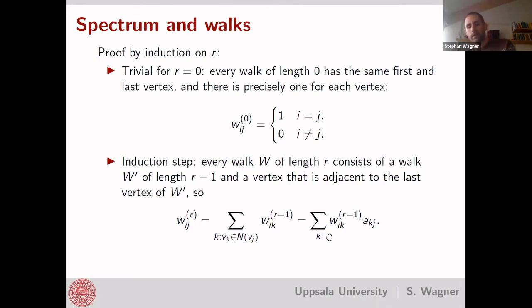And well, I can express this as the sum over k of the entry w_ik^(r-1), which is the entry in the (r minus 1)th power of the adjacency matrix by the induction hypothesis, times the entry of the adjacency matrix that corresponds to row k, column j. And that is 1 if this condition is satisfied, and otherwise it's 0. So that's precisely the matrix product of the (r minus 1)th power of A and A itself. And I'm complete with my induction step. I've shown that walks of length r can be counted by the entries of the rth power of the adjacency matrix.